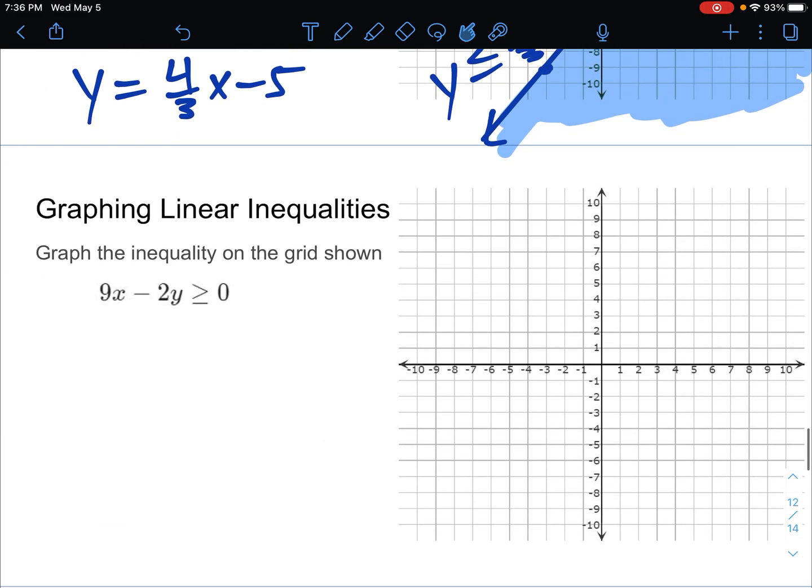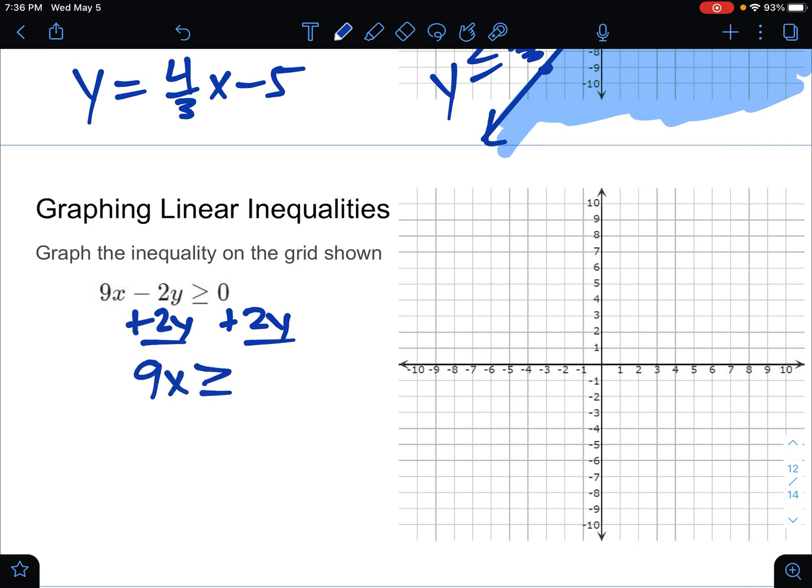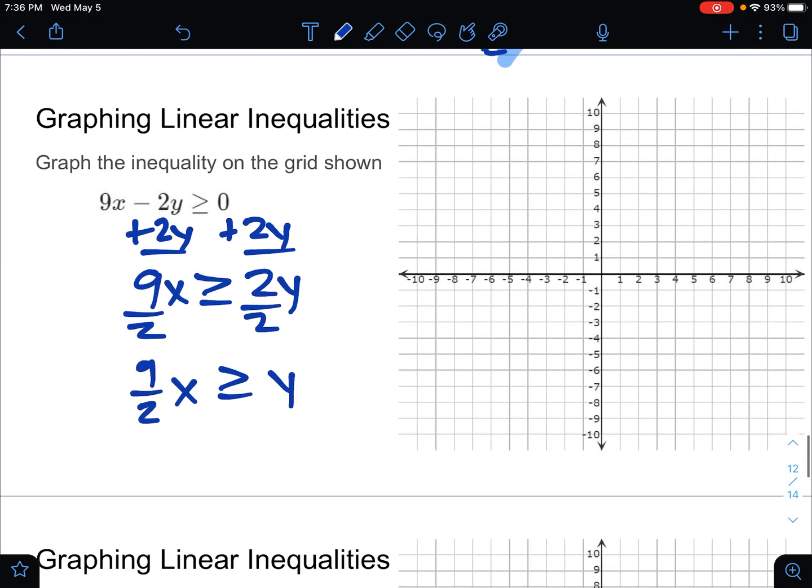Okay, for the next one, a little bit harder, because it's not in y equals mx plus b form. The y is not by itself yet, so we have to solve for y first. I'm going to add 2y over to the other side. That gives me 9x is greater than or equal to 2y. To get y by itself, we're going to divide by 2. So we get 9/2 x is greater than or equal to y. A different way to say this is y is less than or equal to 9/2 x.